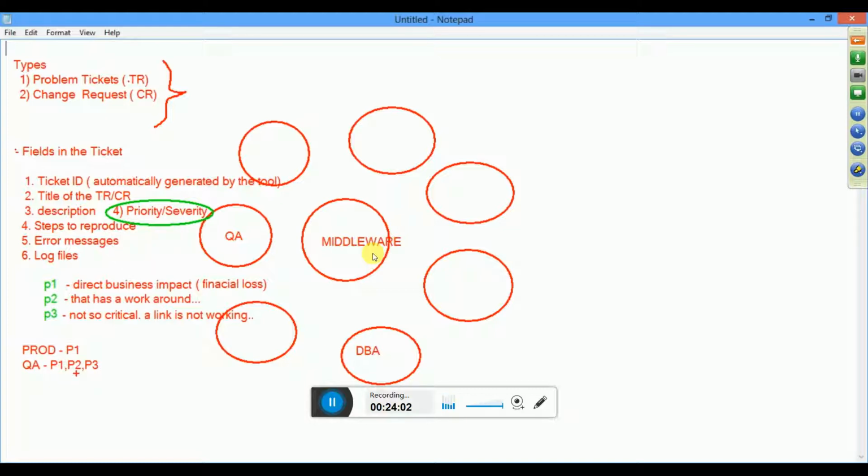If there is a workaround, P2 ticket. Then the final one is P3. Now the person whoever has raised the ticket will assign the priority. And here in the list of fields, the 7th one is who is responsible. Means the person who is raising the ticket also tells who is responsible for solving the ticket.